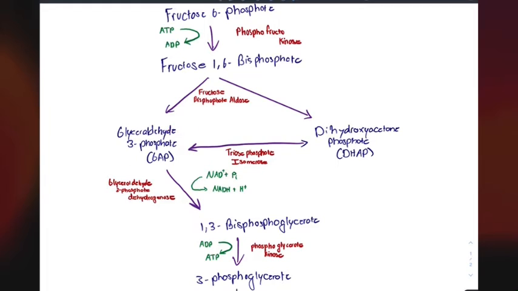So thus, the DHAP becomes GAP with the use of triose phosphate isomerase. So once you have this GAP molecule, you can go ahead with glycolysis. So the next step in glycolysis is a step where you're generating NADH.